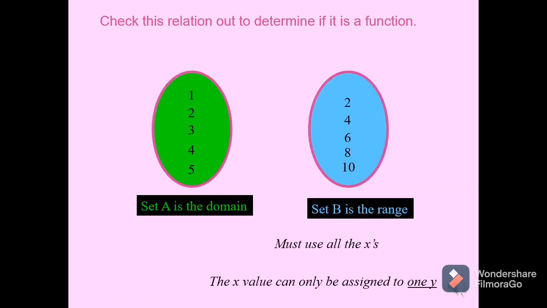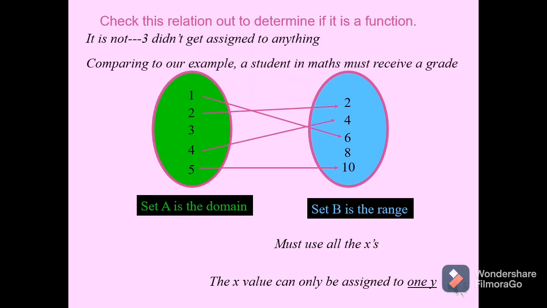Let's check another relation and determine if it is a function. Set A again is the domain and set B is the range. 1, 6, 4, 4, 2, 2, and 5, 10. It is not, because 3 didn't get assigned to anything.